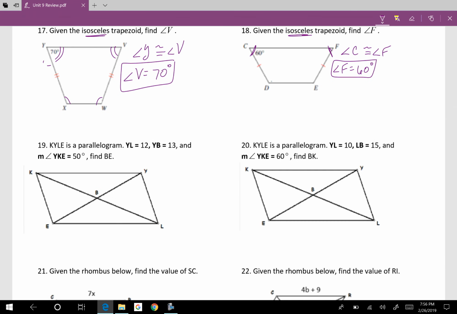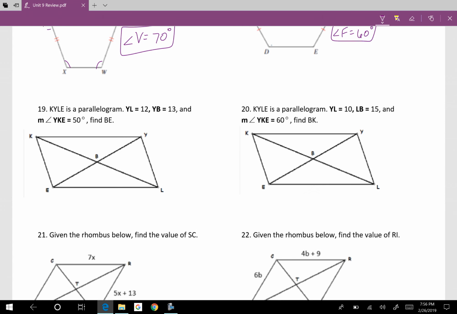Okay, 19. KYLE is a parallelogram, and they tell us that YL is 12, YB, so only to right here, is 13, and the measure of angle YKE, so YKE, so this right here, is 50. They want us to find BE. So they want us to know just this one section right here.